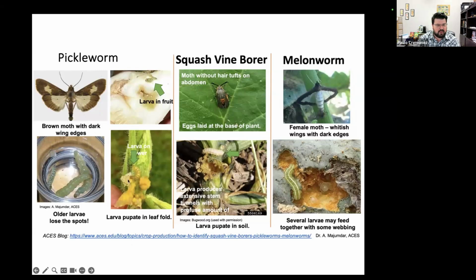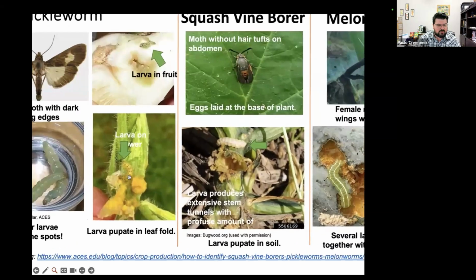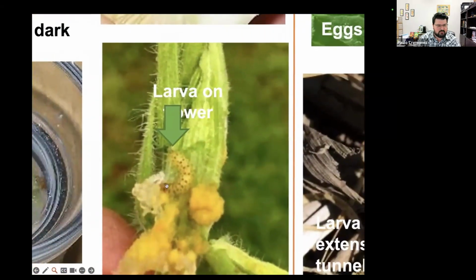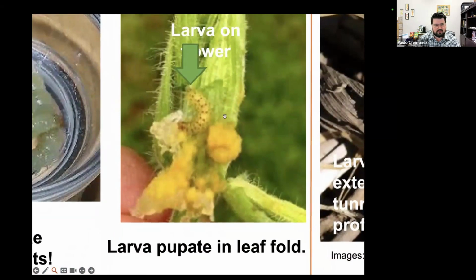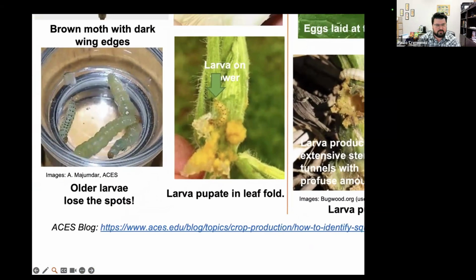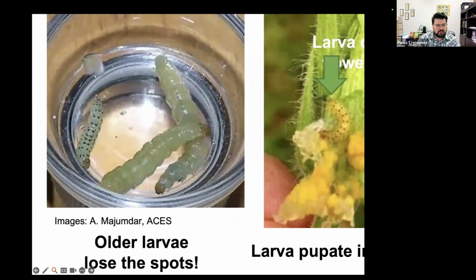The larvae are yellowish with black dots, characteristic black dots here. You can see some frass around the flowers and in the small fruits. They lose the spots when they get older. So these are the younger larvae, and as they get older, they are just smooth.